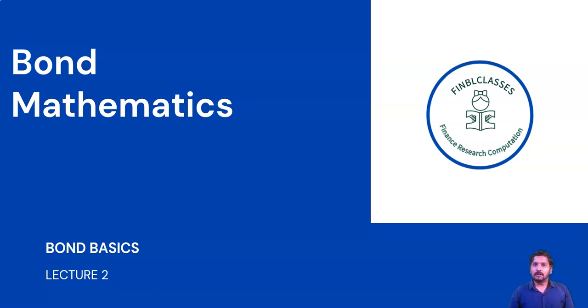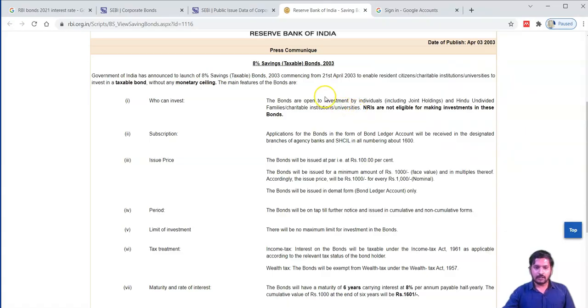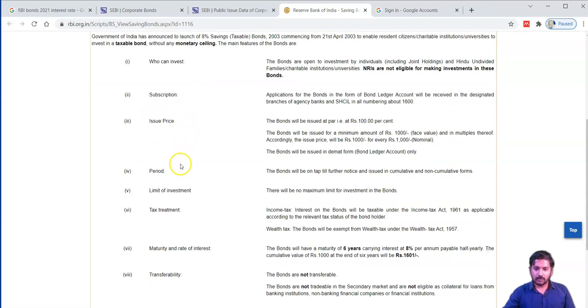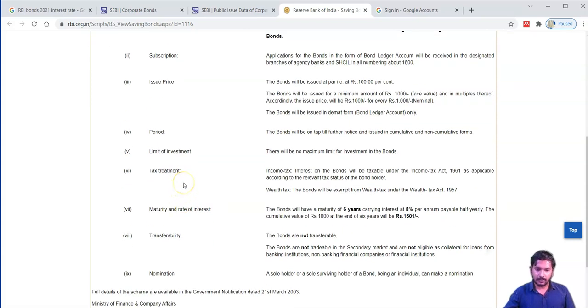So we have discussed a lot of terminologies. Here we have the Reserve Bank of India's 8% savings taxable bond. So they have given the features of the bond. Here they have clearly mentioned who can invest, what is the issue price, what is the periodicity of the bond, the limit of investment, how the tax treatment is done for the bond. Then we have the maturity and rate of interest. Then whether the bond is transferable or not.